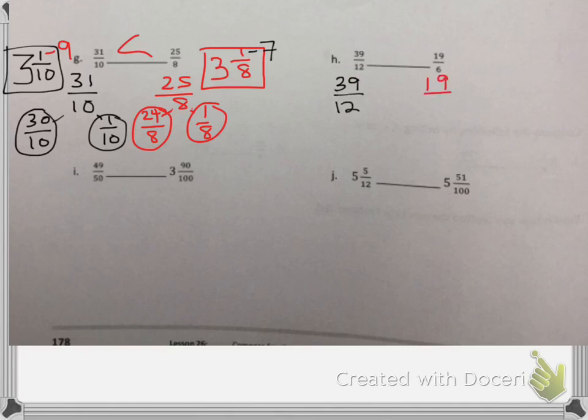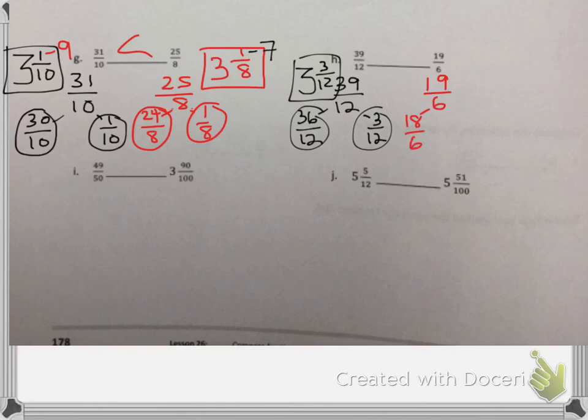And remember, pause this video at any time if you need to catch up. Okay. I know that I'm going to take out 36 twelfths because that's 3 whole, 12, 24, 36. And I'm going to have 3 twelfths left over. So this is 3 whole and 3 twelfths. 6, 12, 18. So that's 3 whole. And I have 1/6 left over. So this is 3 and 1/6.